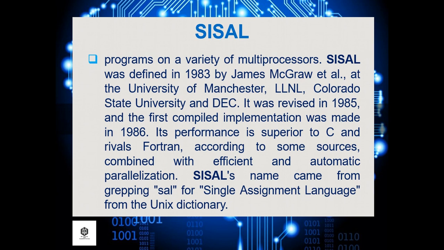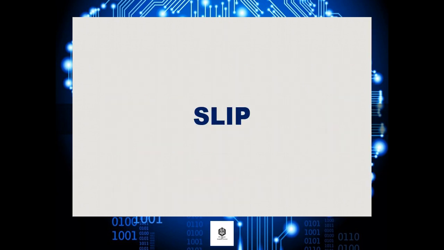SISAL was defined in 1983 by James McGraw at the University of Manchester, Lawrence Livermore National Laboratory, Colorado State University, and DEC, and it was revised in 1985, and the first compiled implementation was made in 1986. Its performance is superior to C and rivals Fortran, combined with efficient and automatic parallelization. According to some sources, SISAL's name came from "grepping" for a single assignment language from the Unix dictionary. SLIP.